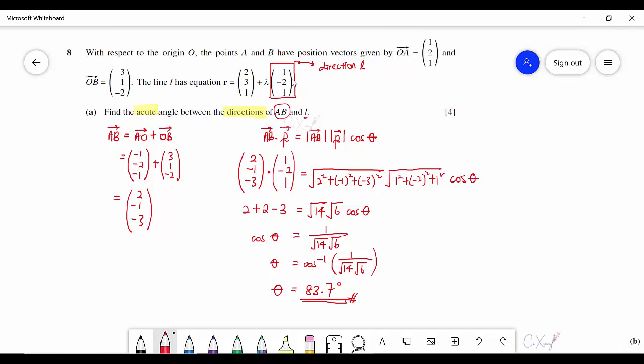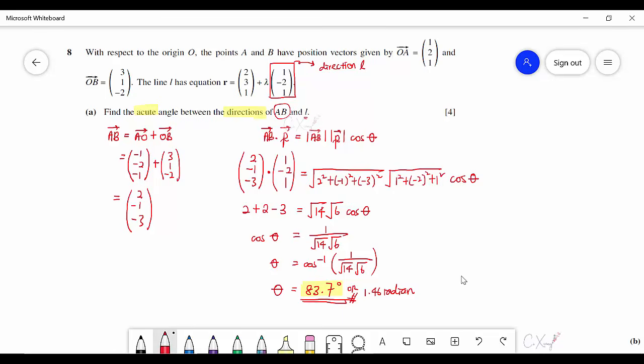For this question, they didn't mention whether they want it in degrees or radians. So it is not wrong if you put your answer in radian form. If you get the answer in radian form, it will be 1.46 radians. So this is what we have for question number 8, part A.